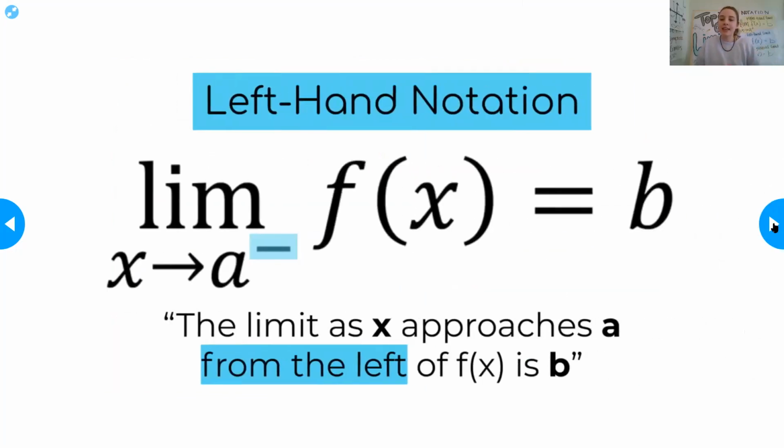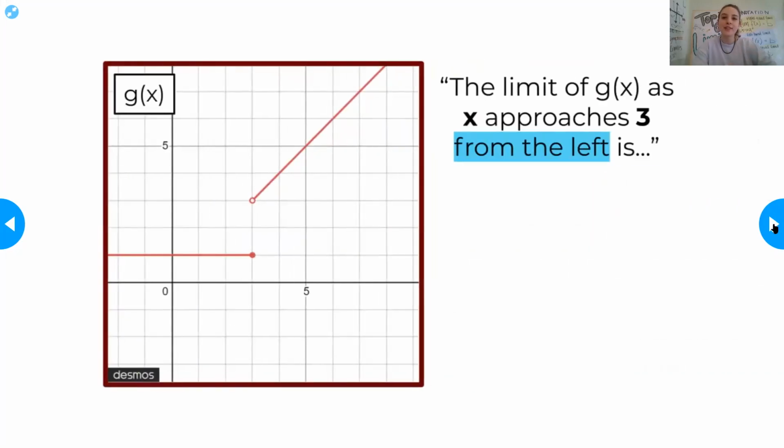Now, for the left-hand limit, it's very similar. The difference is that we have a minus instead of a plus sign to note that this is the left hand. So we would read this as the limit as x approaches a from the left of f of x equals b. Let's go back to that example g of x. I'm going to give you a moment to think about it. What do you think the limit of g of x as x approaches 3 from the left is? Remember right here, this is x equals 3.